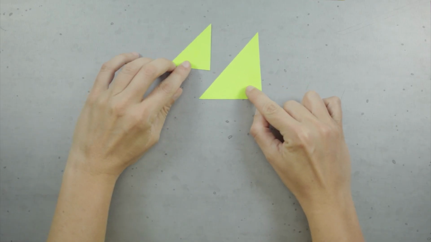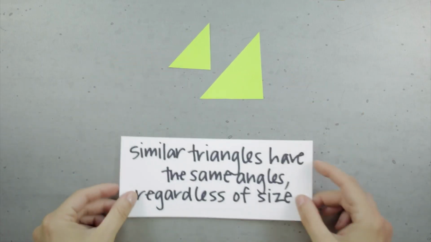Now let's talk about the formal definition so that you know how to actually prove that two triangles are similar. Two triangles are similar if their matching angles are congruent and if the ratios of their matching sides are the same. So we just said we needed angles and sides to be the same. Let's talk about the angles first.